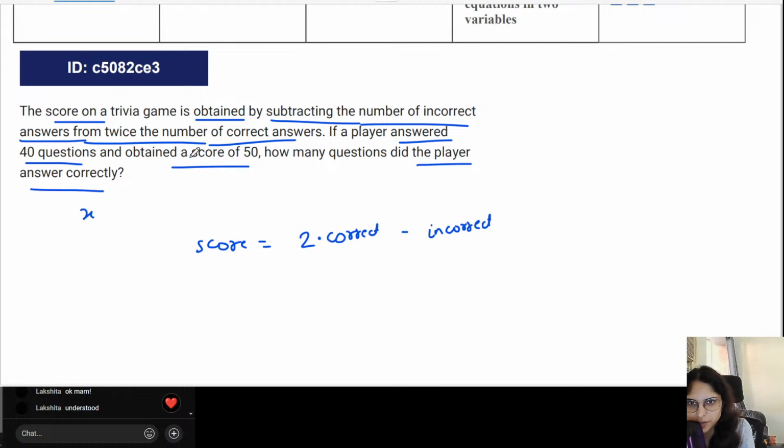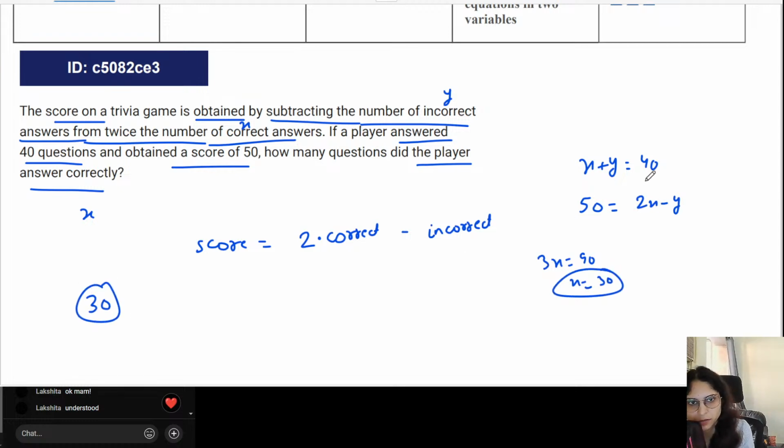So let's say correct is X, and incorrect is going to be Y. So basically the total is 40 questions, so X plus Y is going to be 40, and the score is 50. So 50 is equal to 2X minus Y. And you want X, so you can directly add the equations. 3X is equal to 90, X is equal to 30. So 30 questions were correct. Incorrect were 10. Okay, here you can directly add.